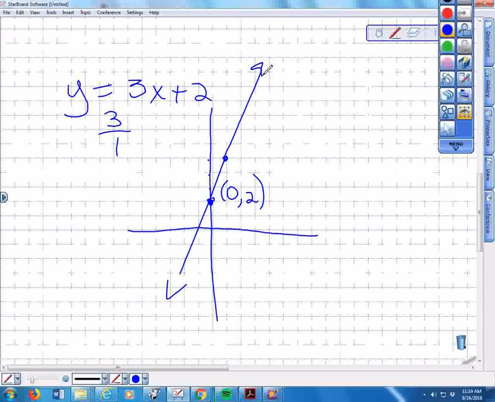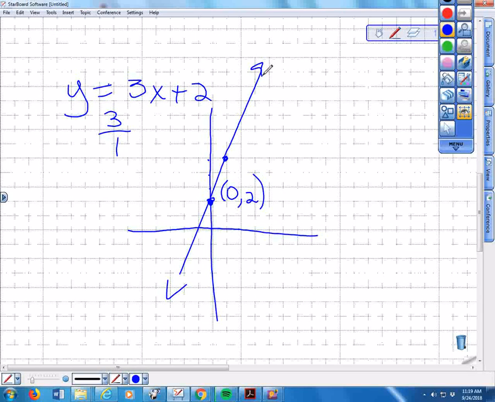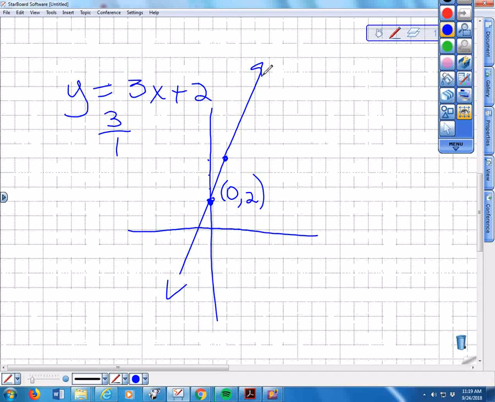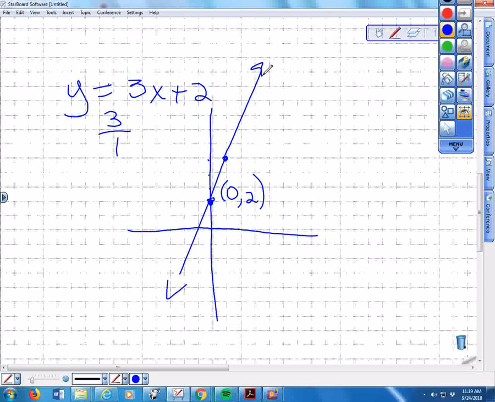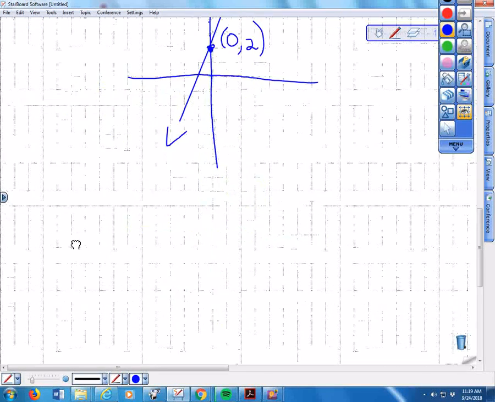It makes sense because it's going up from left to right, and the slope is positive. If the slope's negative, it's got to go down from left to right. Okay, now let's look at equations in standard form.